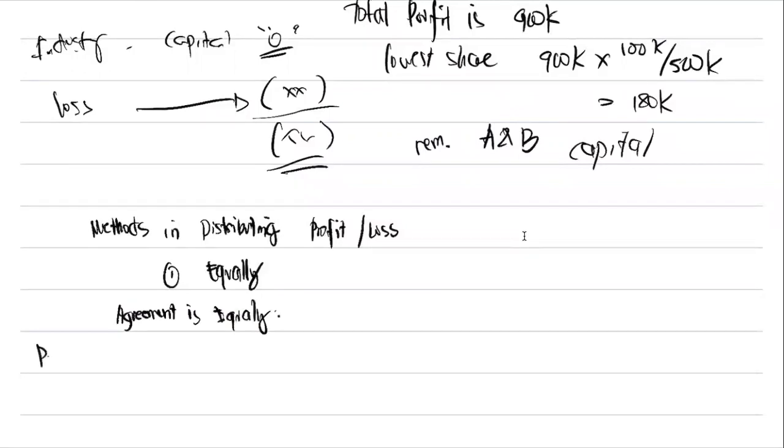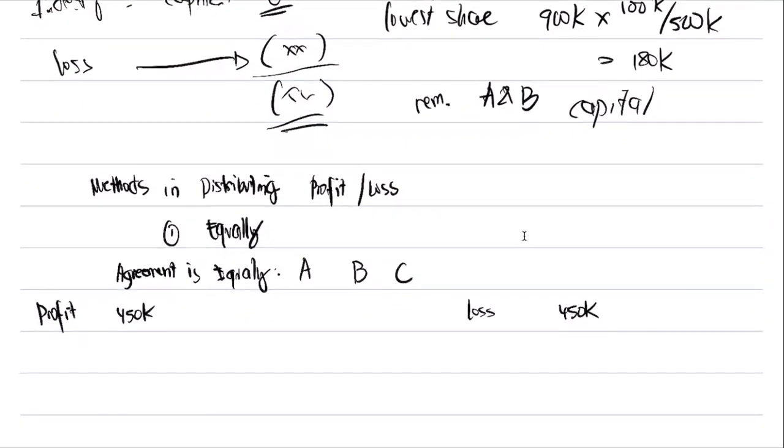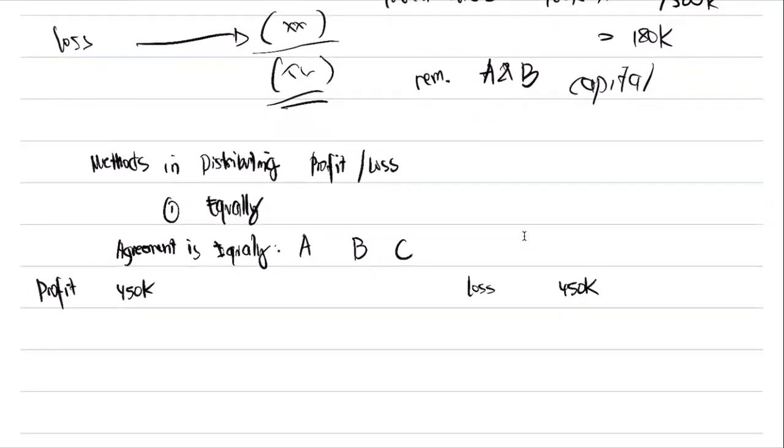For example, we have a profit of, let's say, 450,000 and a loss of 450,000. And we have partners A, B, and C. Okay? So if that is an equal distribution, how do we distribute the profit or the loss? Since meron tayong agreement tapos equally siya, edi kunin mo yung equal niyan. 450 divided by 3 is 150,000. So to A, B, and C. How much is the share of A? 150. For B, 150. For C, 150.